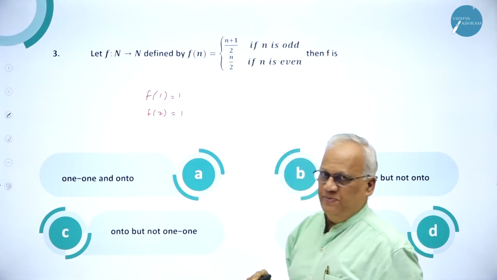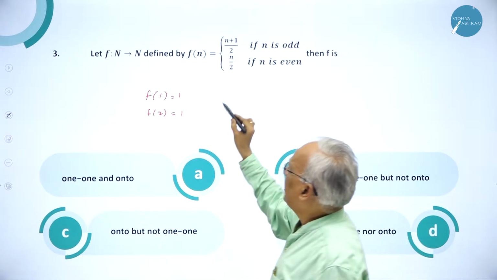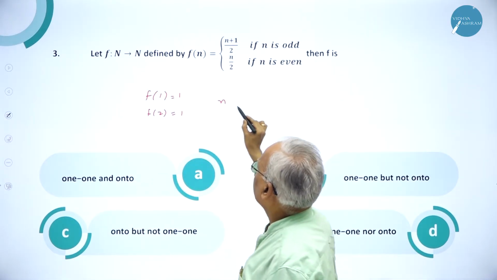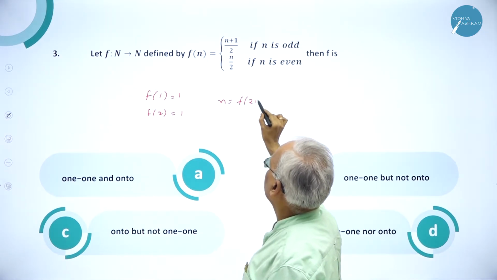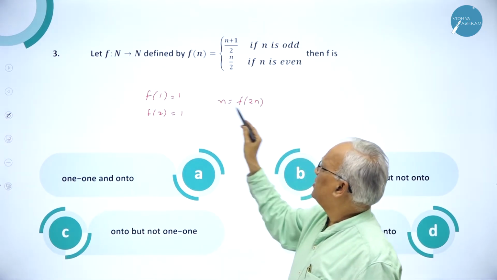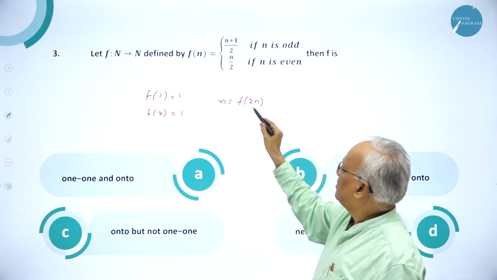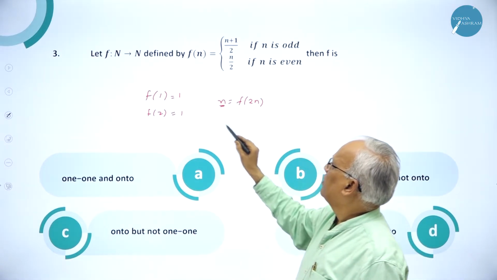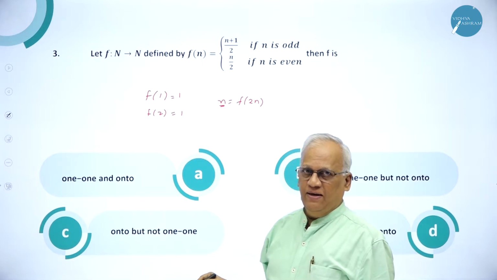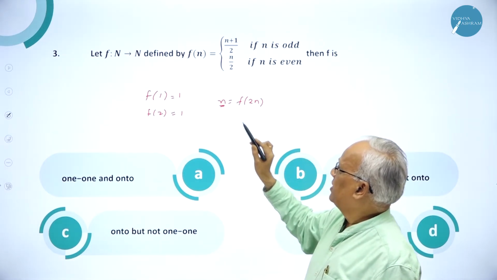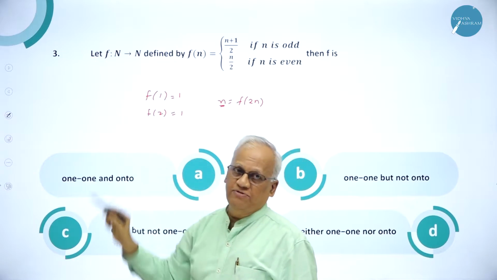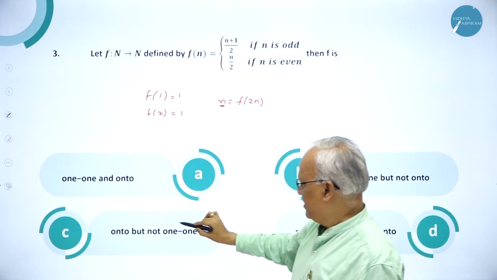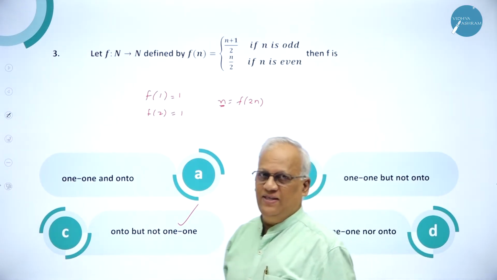But I can easily say it is onto, because any number n of this N is an image of 2n, because if n is a natural number, 2n is also a natural number. What is f of 2n? This is even, therefore it is 2n by 2, which is equal to n. So for every number you have 2 times that, such that image of that is n. Therefore every element of this N is an image of some element, therefore it is onto. So onto but not one-one is the correct answer. So answer is C here. Okay.